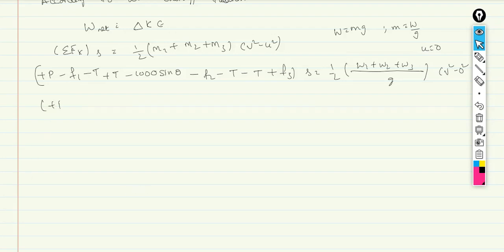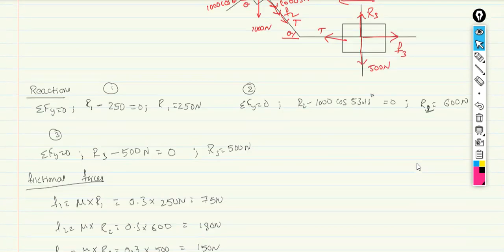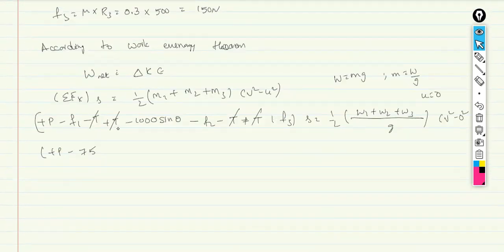So plus P, minus F1 is 75, minus T plus T get cancelled, minus T, and one plus T is remaining, right? So we forgot one T. See, go for the problem again. Plus T. See, we have one plus T. I forgot to write this plus T. Minus T plus T get cancelled, minus T plus T get cancelled. You will get remaining like this.